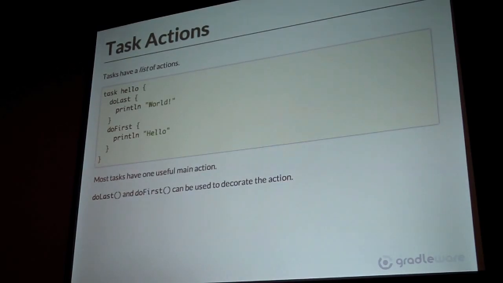Say you have a task and someone else already added some actions and you want to add one more. Then it makes a difference. If you add one more action with doFirst, then you add it before the other guy's actions, and if you add it with doLast, you add it at the end. So basically you can decorate an existing task with additional behavior.